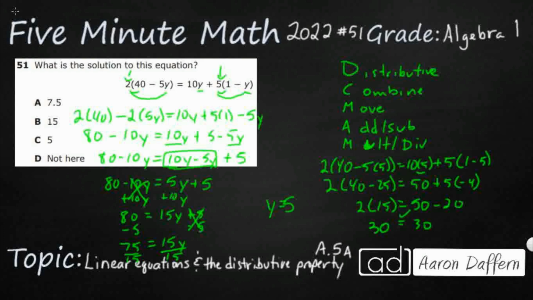So that gets me a true statement. That's all you're looking for. 30 equals 30, which means that this is good. Y equals 5, and our answer is C.